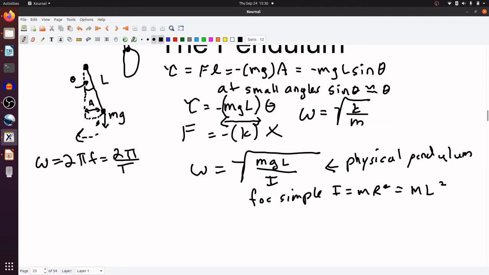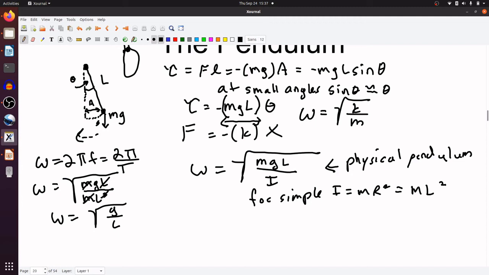So, factoring that's going to give me omega is equal to the square root of mgl over ml squared. One of your L's cancels, m cancels, and that gives me omega is equal to the square root of g over L. This is the angular frequency for a simple pendulum.